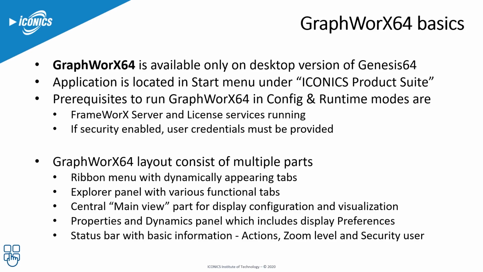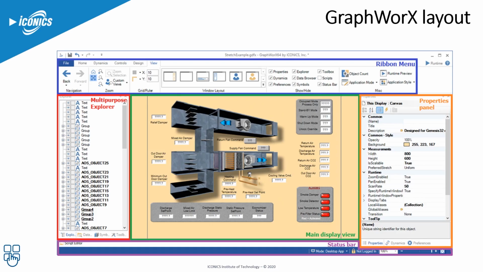Now let's take a look at GraphWorX64 layout. The GraphWorX64 configuration environment consists of several main parts, where at the top there is a ribbon menu which has multiple tabs and offers quick access to the most important features and controls. On the left side, we can find a multi-purpose navigator with several tabs, which can show different configuration elements. Those tabs are Object Explorer, Data Browser, Symbol Library, and Toolbox with controls.